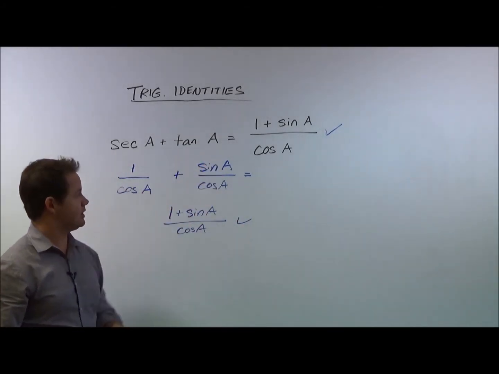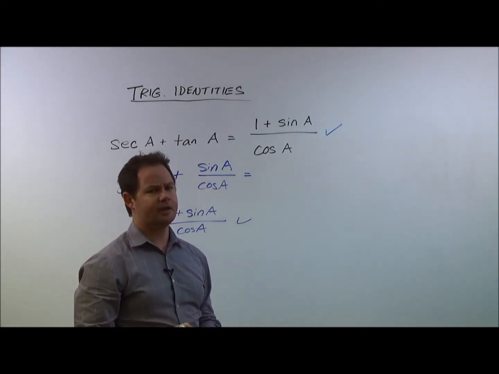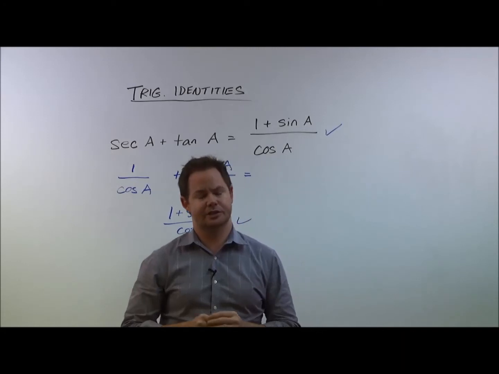So it proves that this equation is in fact true when we take our reciprocal identities for the secant and tangent and then go ahead and combine those fractions together.